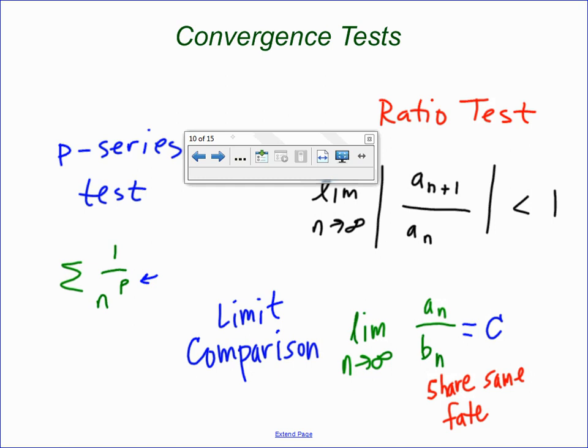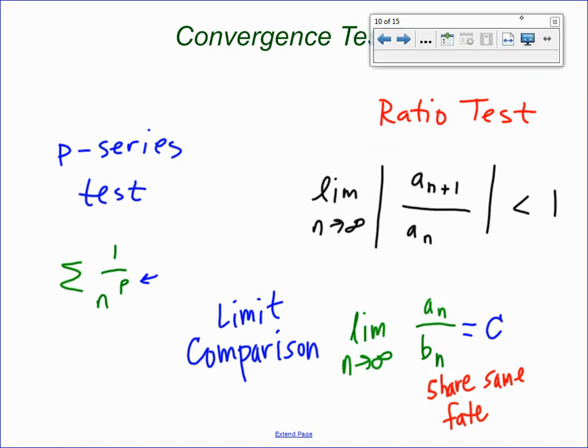Okay. P series, ratio, limit comparison. Are there any other tests that we used? Emily? Alternating series tests. Good. For our alternating series tests.